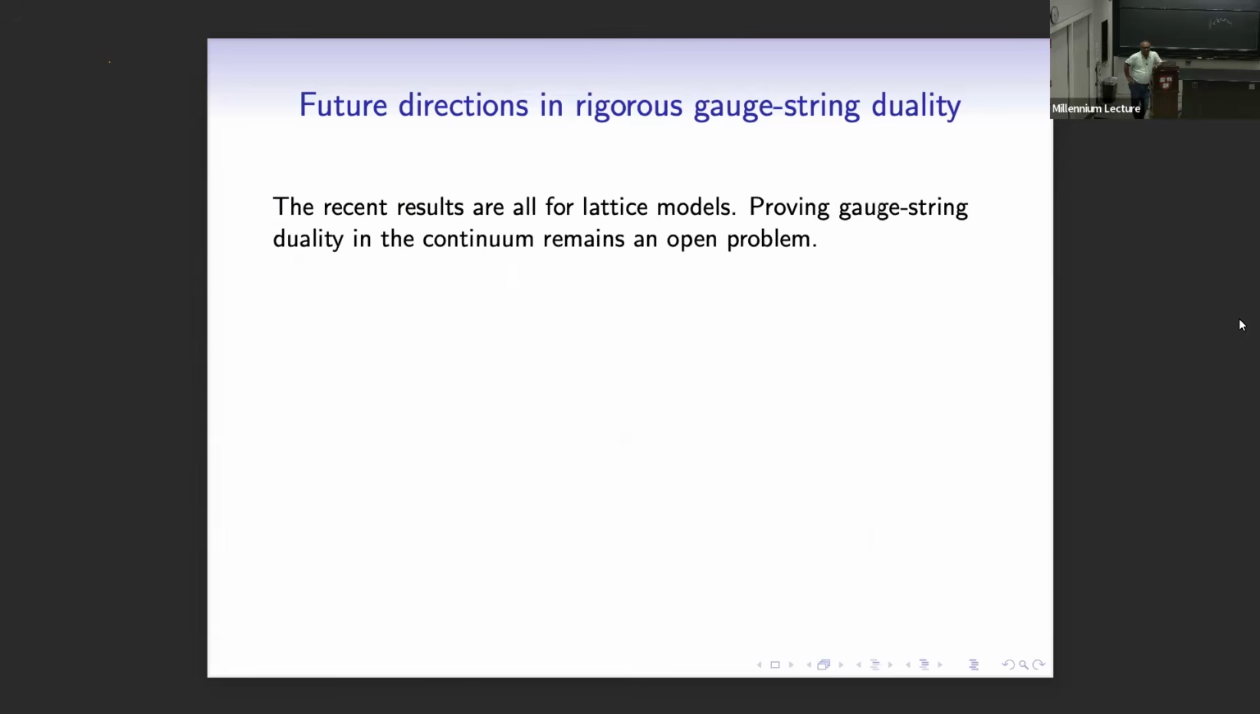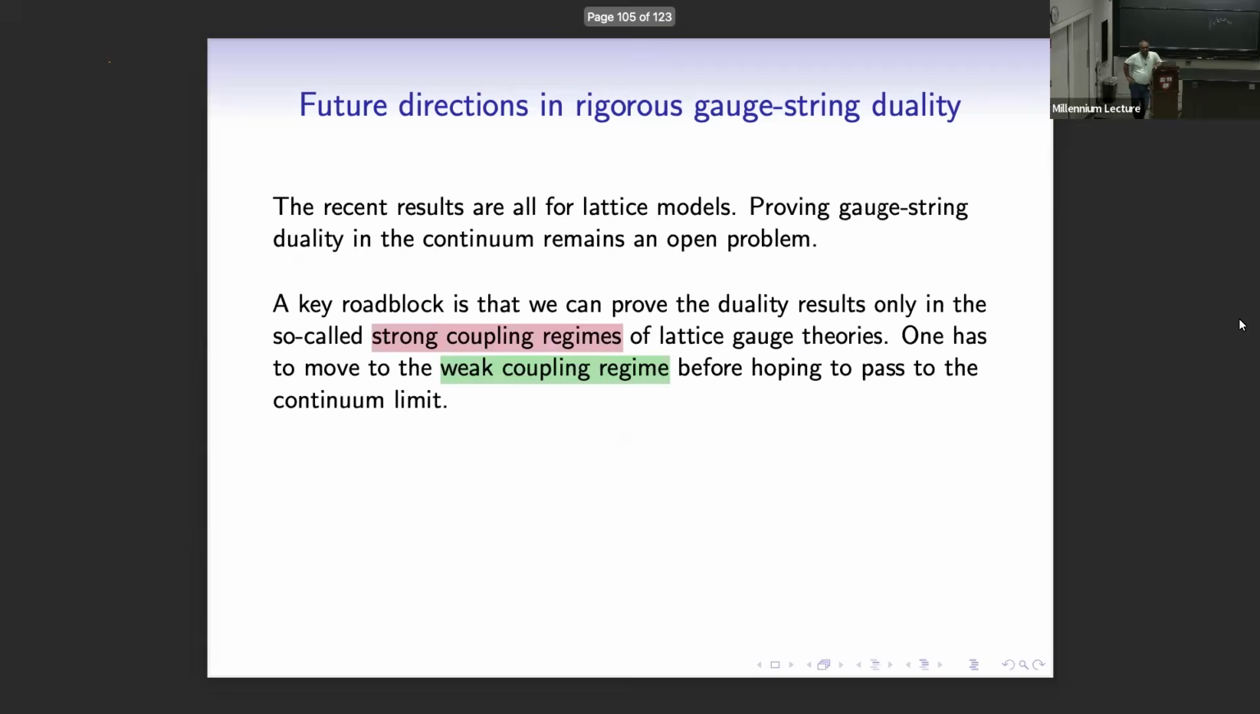Now, this rigorous gauge-string duality, how can you take this forward? The recent results are all for lattice models, and proving it to the continuum remains an open problem.